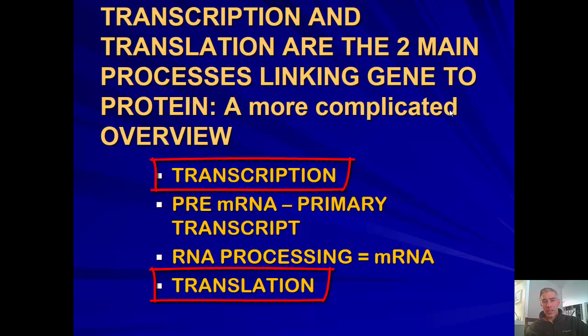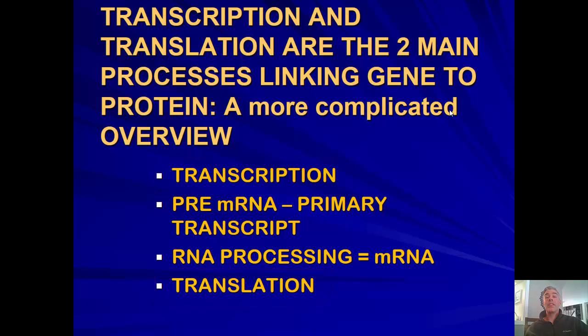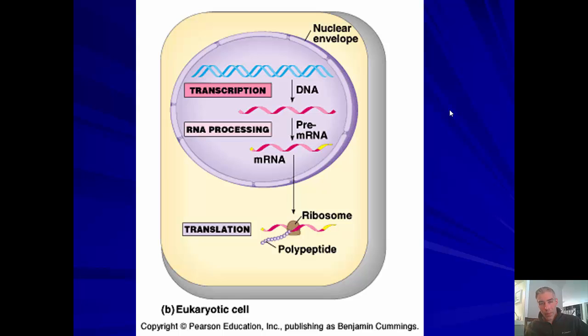So transcription and translation, remember, are the two processes that link a gene to a protein. The process of rewriting or copying the gene, and then reading that gene and turning it into a protein. So we're going to go through the process of transcription. We're going to take a pre-mRNA transcript, which is a result of that, process it and do some things to it, and then we're going to translate that into a protein inevitably. Each of those steps we're going to go over in detail.